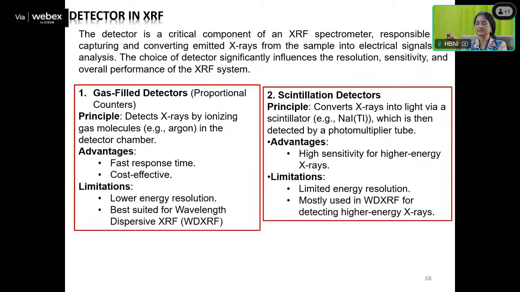Now there are scintillation detectors. They convert X-rays into light via a scintillator, that is sodium iodide thallium, which is then detected using a photomultiplier tube. Advantages are high sensitivity for higher energy X-rays. Limitations are limited energy resolution. It is mostly used in WDXRF for detecting high energy X-rays.